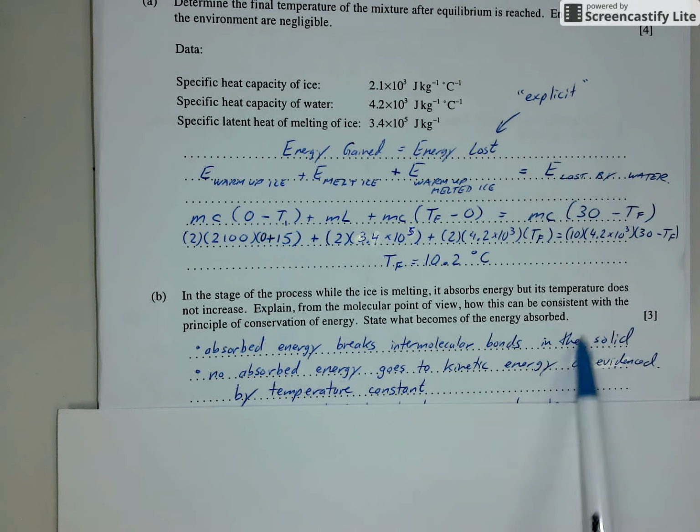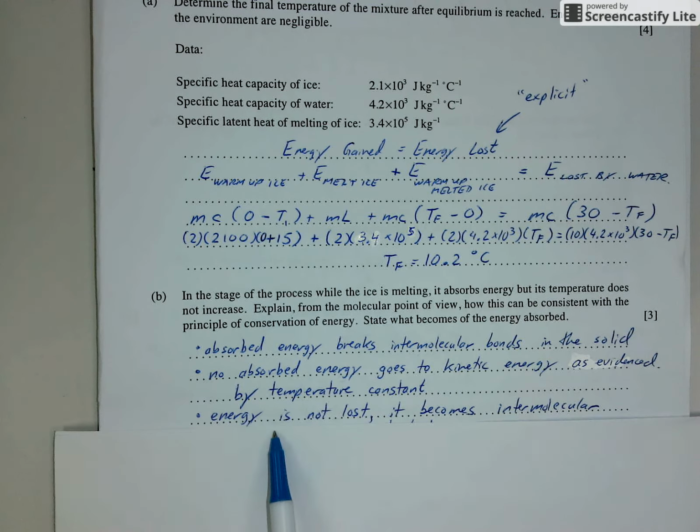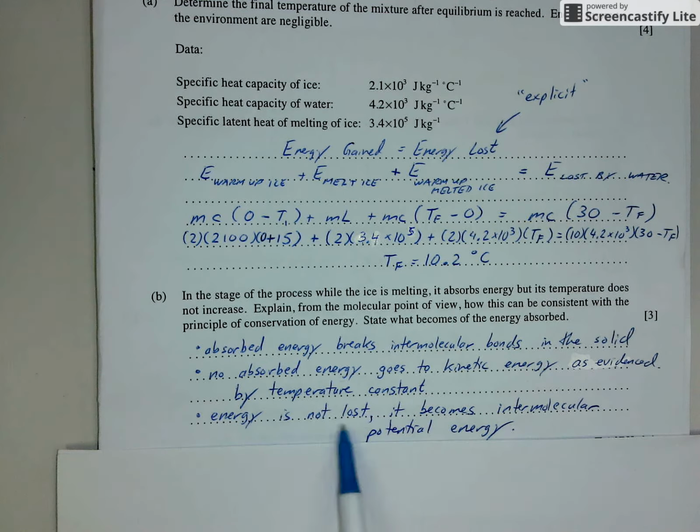The question implies that you should address the fact that there is no change in temperature, so it's important to actually stress that there's no change in temperature because the kinetic energy remains constant. So show that knowledge. And then again, the question is implying that energy is added, but where does it go? So the third statement needed is that the energy is not lost, but it becomes intermolecular potential energy, and I think this term is very important.